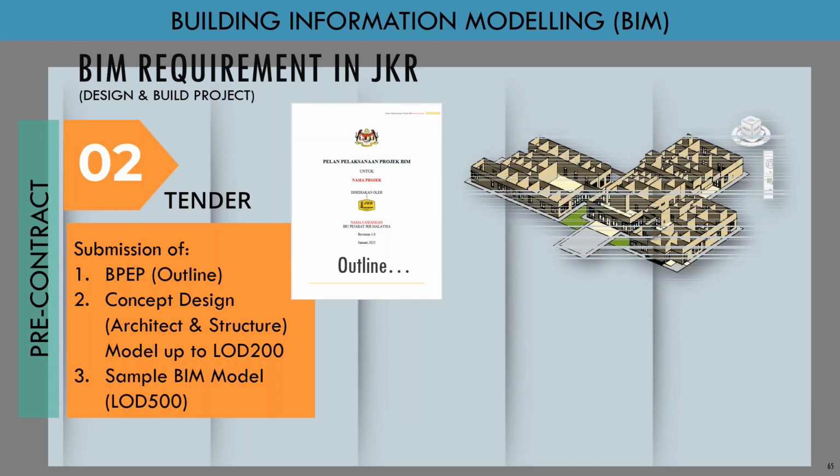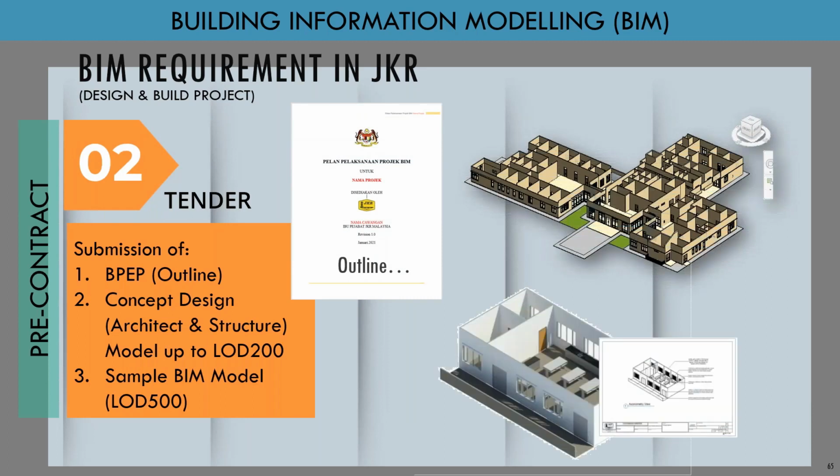During the tender, the contractor must submit the BPEP outline, just an outline, to the JKR, and the concept design at least LOD 200. The architect needs to submit this model to the JKR. For the structure model, same goes. If they are using software such as TSD, Technical Structure Designers, they just convert to Revit, that's all, and then they submit. No need to do the detailing.